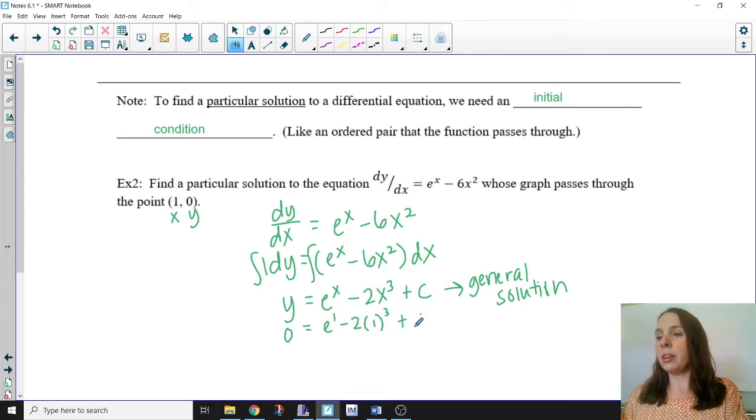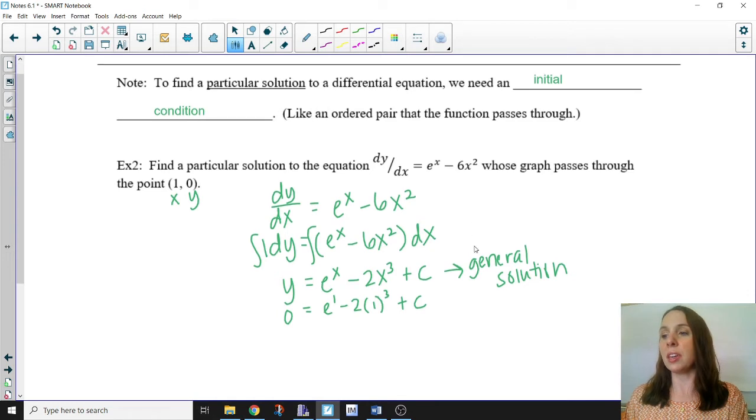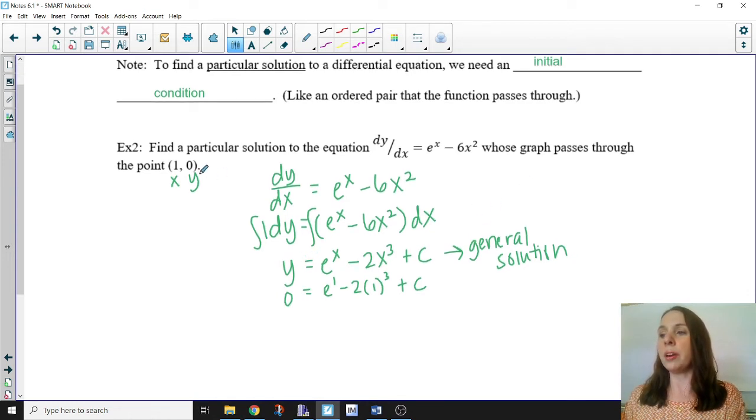And what do you think that's going to do for us? It solves for c, right? It finds the particular c that we would need if we want our solution to go through this point.